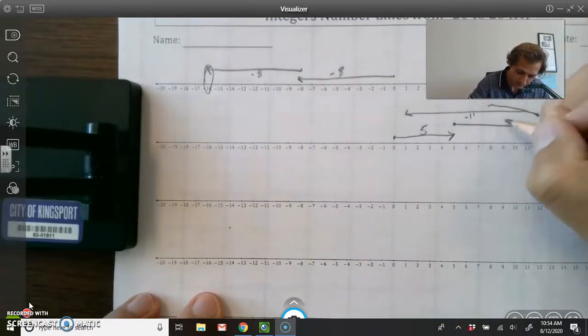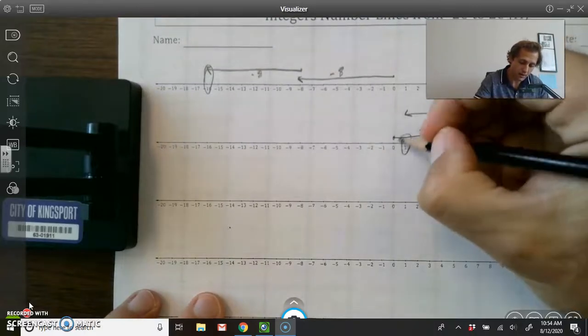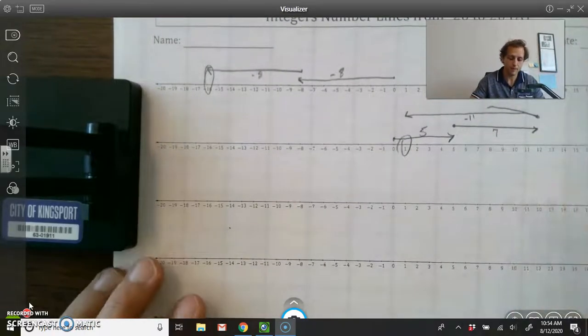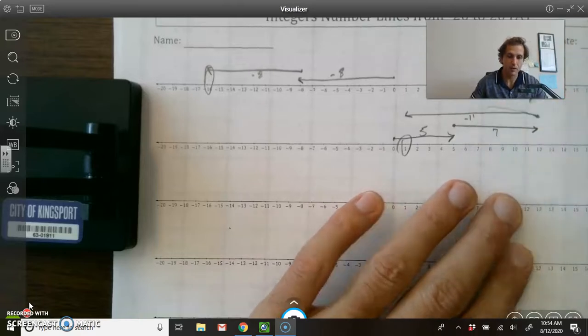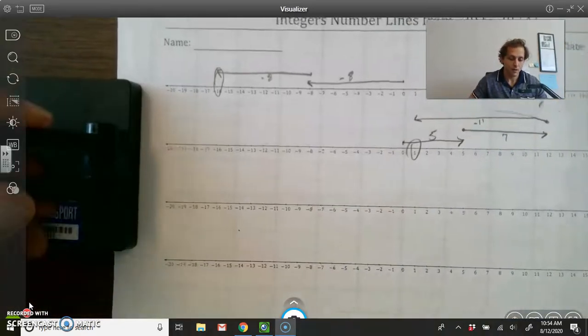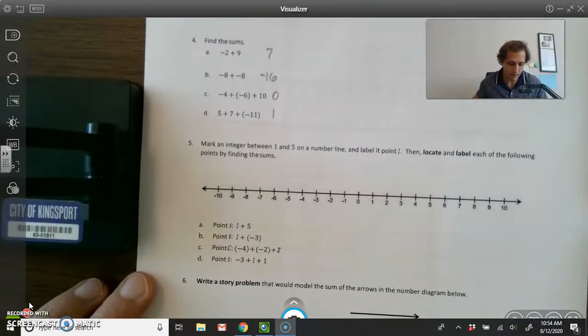-11, this is 7, and we end up back at 1. Let's erase this. This kind of took a big curve on me there. Okay. The answer is 1. All right.